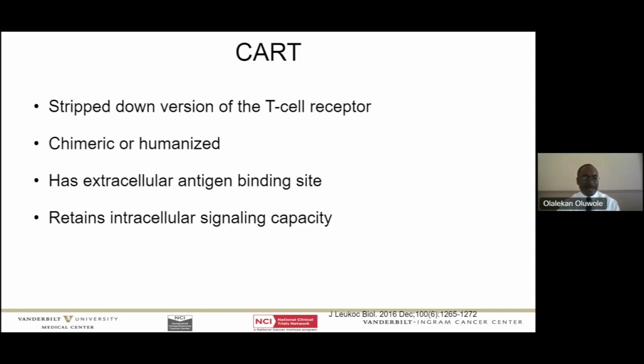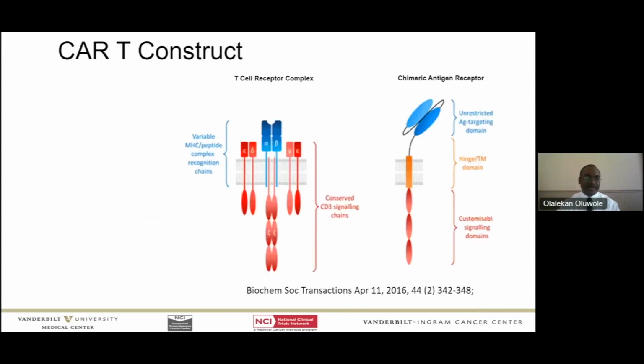So the existing CAR-Ts can be chimeric or humanized. Chimeric because the part of the CAR-T that recognizes an antigen, it is reasonable to look at a chimeric or mouse model for that to be developed, but there are humanized constructs that are now in development. So the CAR-T has an extracellular antigen binding site that allows that CAR-T to recognize its target, and it retains intracellular signaling capacity that helps it to go through the metabolic changes that are required for the CAR-T to engage a target to eliminate it.